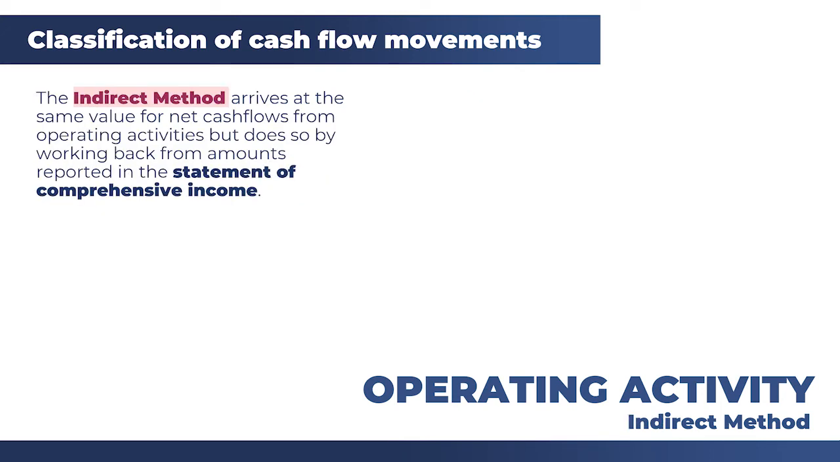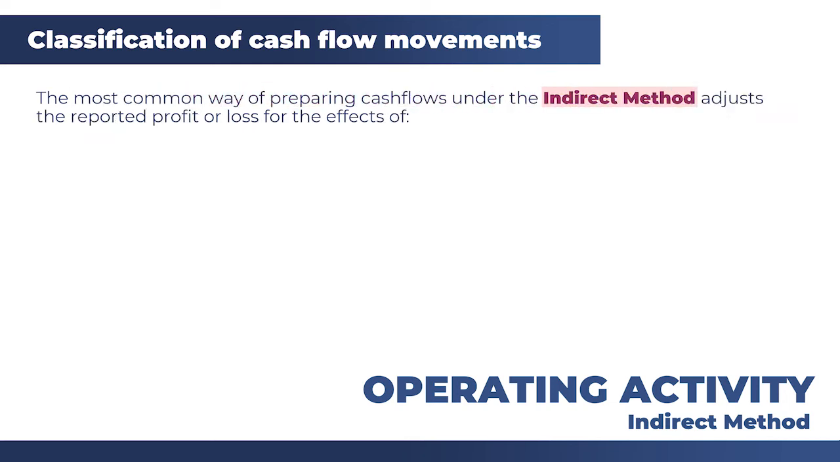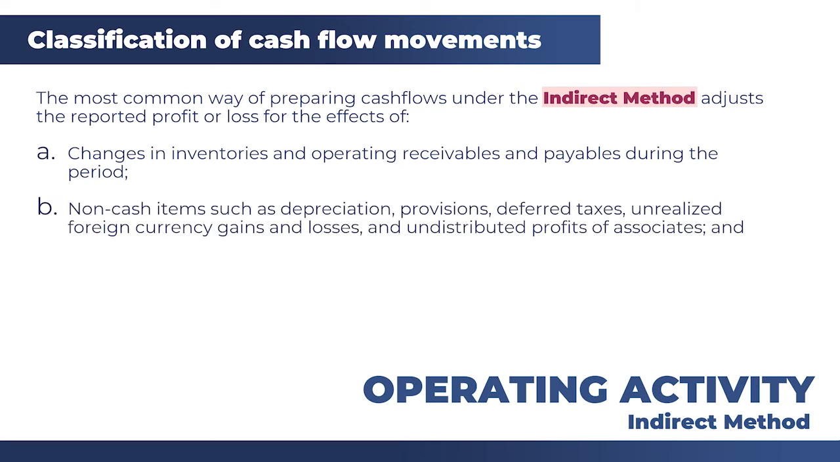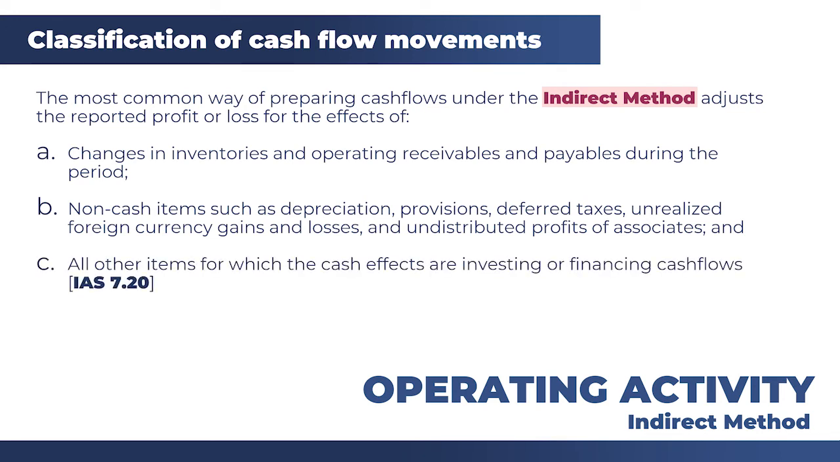The indirect method arrives at the same value for net cash flows from operating activities, but does so by working back from amounts reported in the Statement of Comprehensive Income. The most common way of preparing cash flows under the indirect method adjusts the reported profit or loss for the effects of changes in inventories and operating receivables and payables during the period, non-cash items such as depreciation, provisions, deferred taxes, unrealized foreign currency gains and losses, and undistributed profits of associates, and all other items for which the cash effects are investing or financing cash flows.